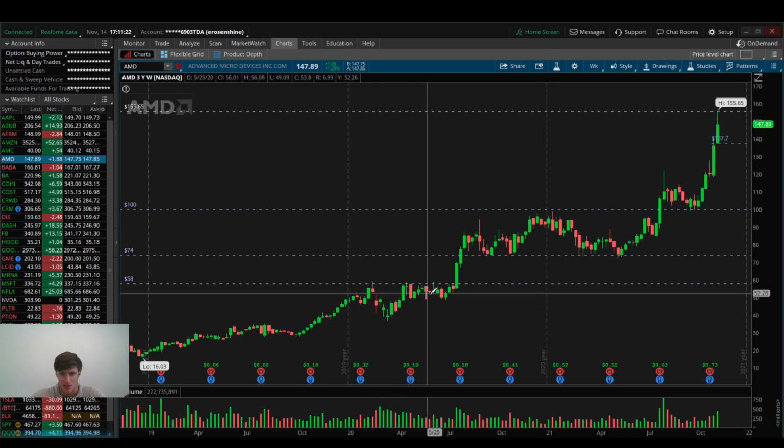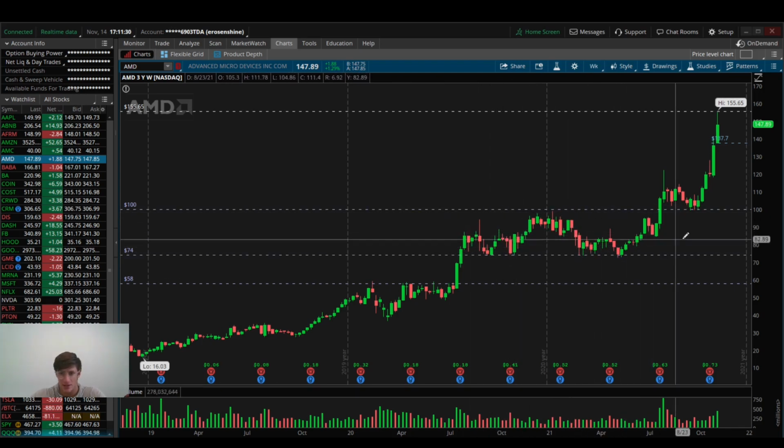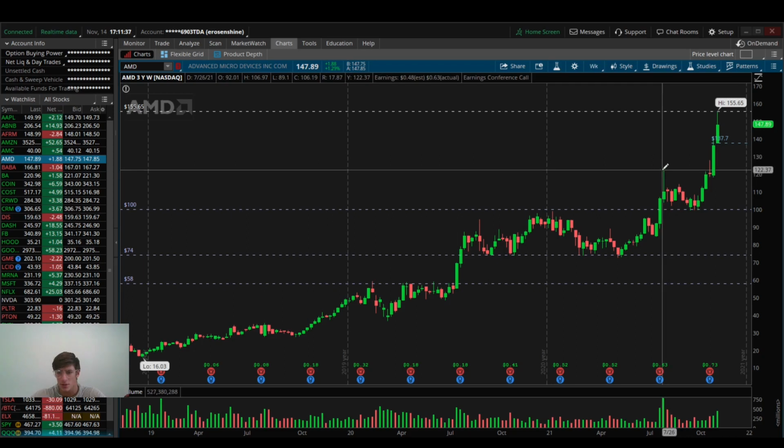So this was resistance. We broke over, and then we came down, tested 74 as support a bunch of times, consolidated in this big range, this long range. Resistance was right about 100, and then we broke over 100, found support at 100, and are now pushing up and making new all-time highs.